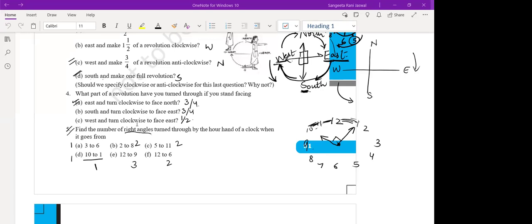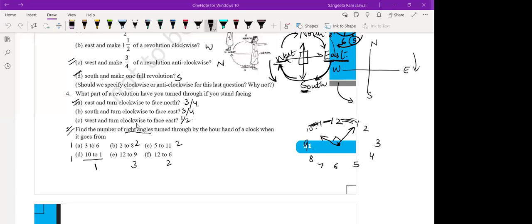Okay. Now see, next is south. You are facing south and you turn clockwise to face east. Ma'am, 3/4. You are facing south and you turn clockwise to face east. From south you will reach west first, then north, then east. So that's 3/4. Okay, getting it, children? Ma'am, from one side to another it's 1/4, so we did 3 turns. So it's 3/4. Yes.